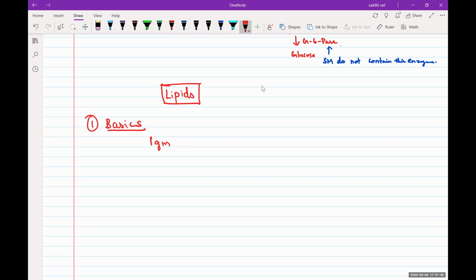So what question will be asked regarding keratin sulfate? Most common gag present in your eyes is your keratin sulfate.